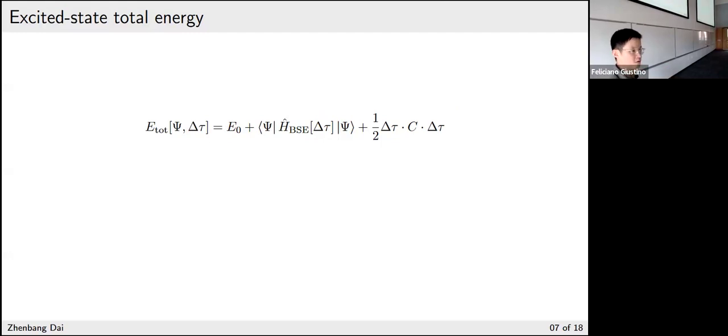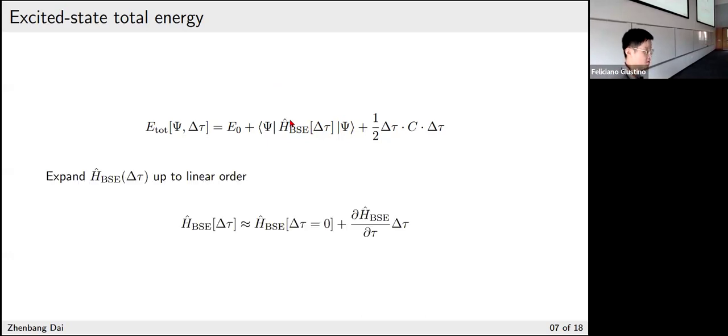And we do not want to compute this quantity explicitly, because the distortion may happen in a very large supercell. And if you want to evaluate this Hamiltonian in real space, you have to use a very large supercell, which is exactly what we want to avoid. So to avoid the explicit evaluation of this thing, we do a linear expansion. So basically, we expand the BSE Hamiltonian for this distorted structure up to linear order.